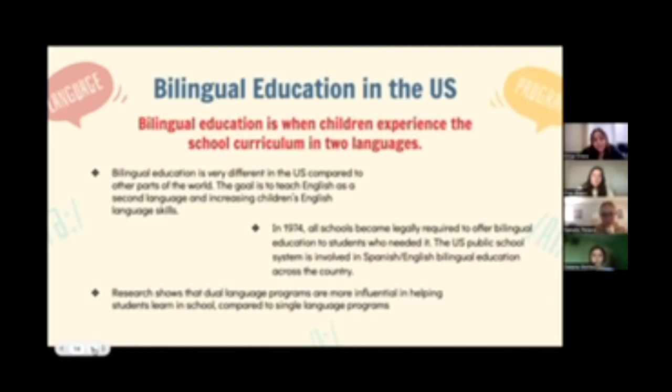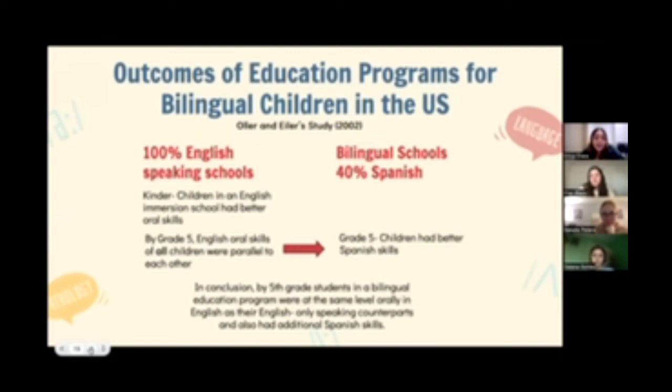However, there are no standards in implementing these bilingual programs, so there is a wide variety of different types of bilingual programs, and they could have different goals, and the quality of each program could range. Research shows that dual language programs are more influential in helping students learn in school compared to single language programs. The study on the next slide from 2002 supports this claim.